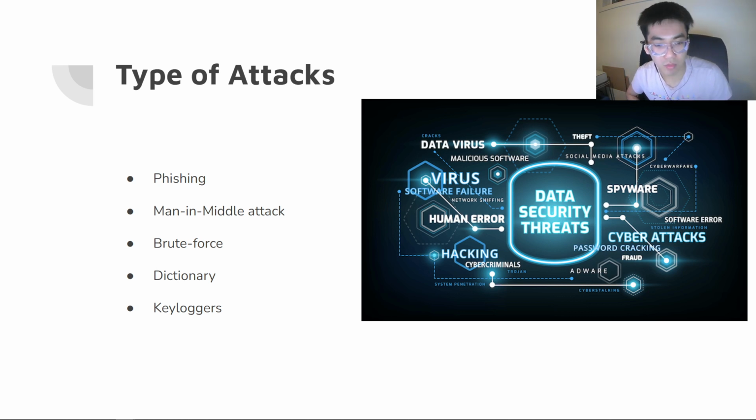Second type, man in the middle. A hacker with a compromised system sits in between two uncompromised people or systems and tries to steal the information they are passing to each other, including the password.